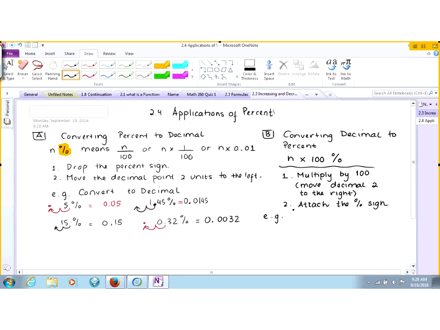So, for example, suppose we have 0.48. Convert to percent. Then 3/5. This one you have to change to a decimal first. Then 0.00573, and then 2.1.